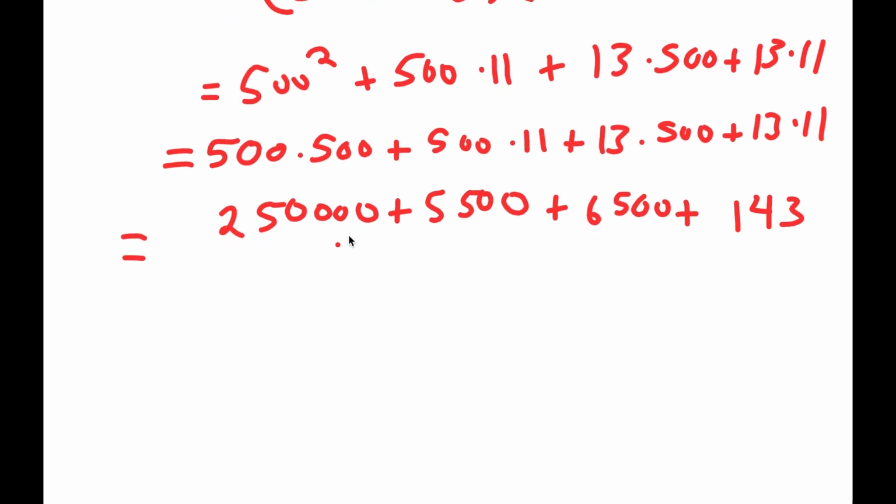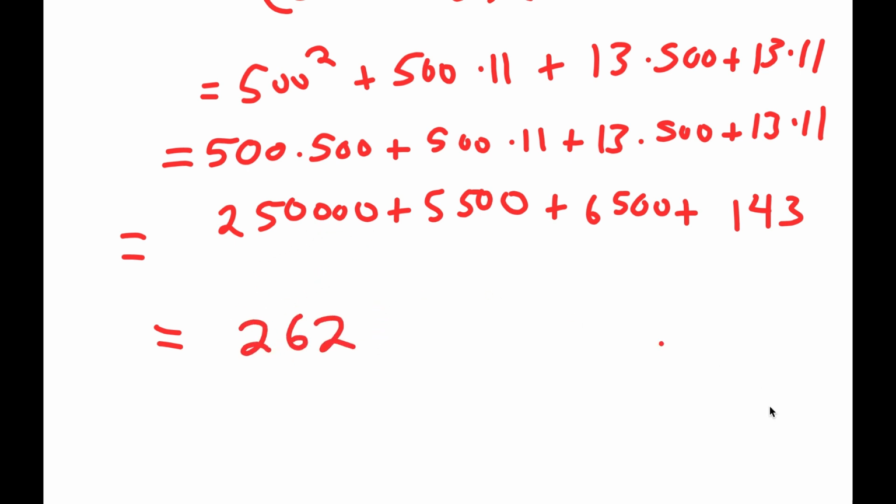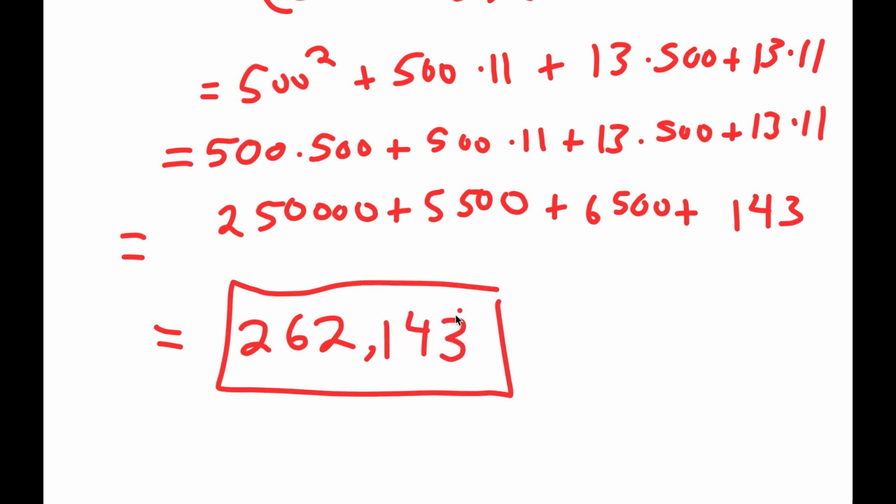So I have 250,000 plus 5,500 plus 6,500 plus 143, which is equal to, 5,500 plus 6,500 is 12,000, and 250,000 plus 12,000 is 262,000. And now all that's left is 143 at the end. So 262,000 plus 143 is 262,143. So this is my answer.